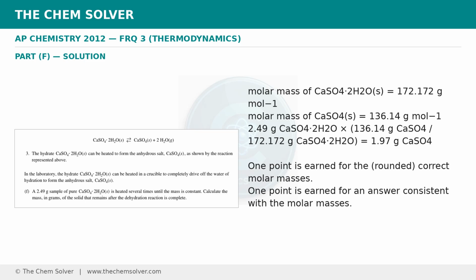1 point is earned for the rounded, correct molar masses. 1 point is earned for an answer consistent with the molar masses.